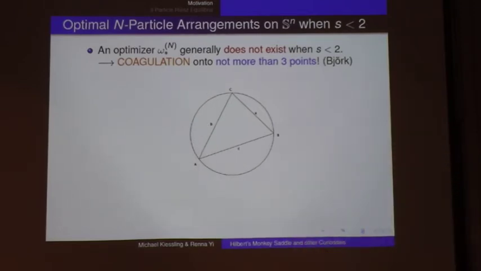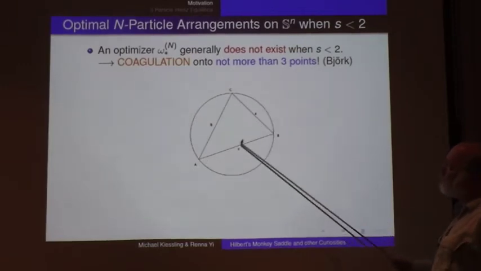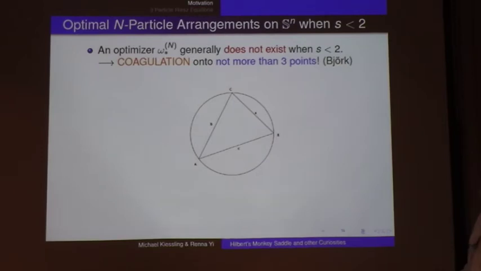But think of particles, they coagulate onto not more than 3 points, A, B, and C. And so therefore this is not a configuration anymore, but we can speak of a particle arrangement.